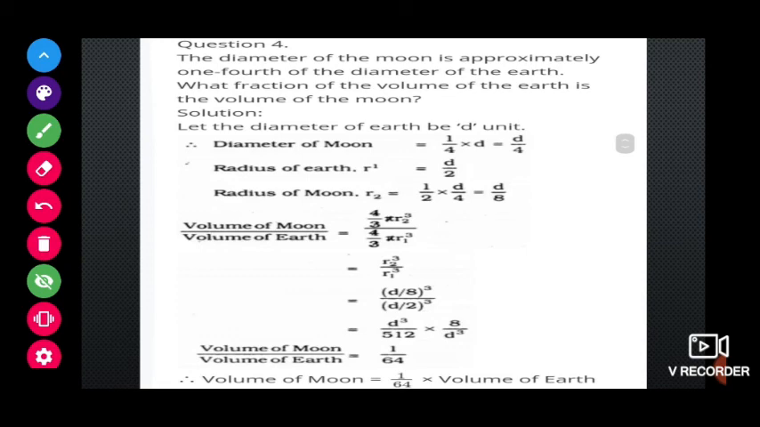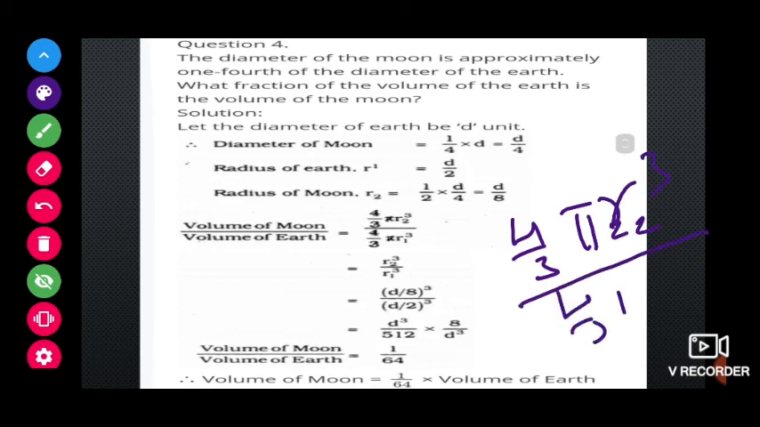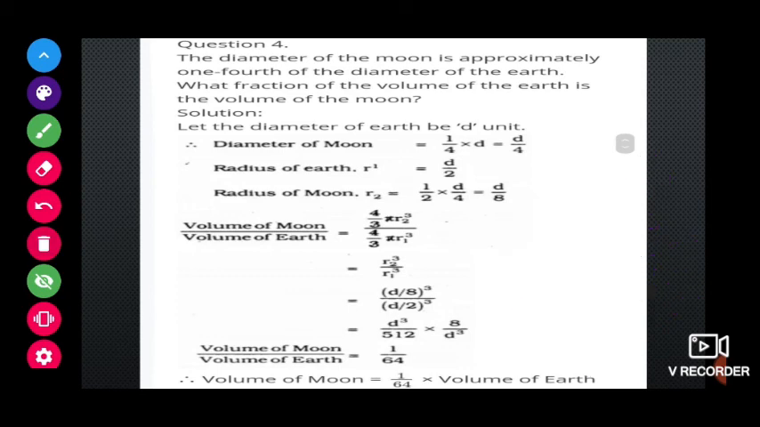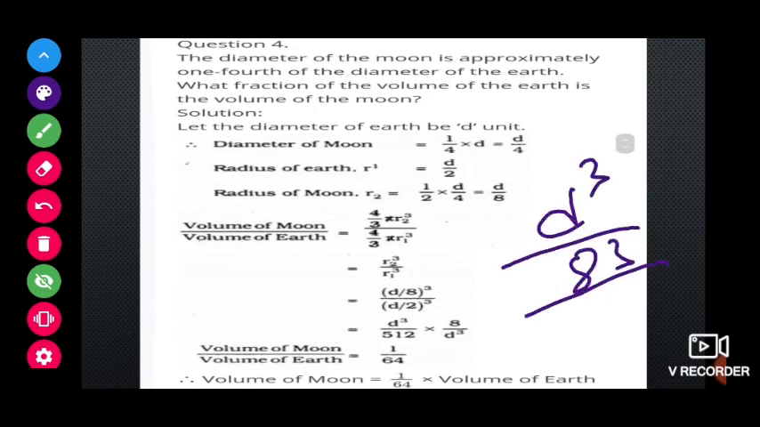Now we have to find the ratio between the two, that is 4 by 3 pi r2 cube by 4 by 3 pi r1 cube. 4 by 3, 4 by 3, pi, all will get cancelled. The remaining we will get is r2 cube by r1 cube, that is d by 8 cube by d by 2 cube. We will get d cube by 8 cube by d cube by 2 cube. So d cube also will get cancelled. Remaining 8 cube means 512.